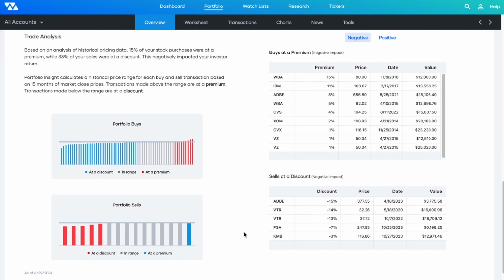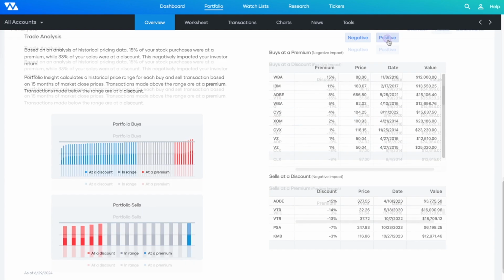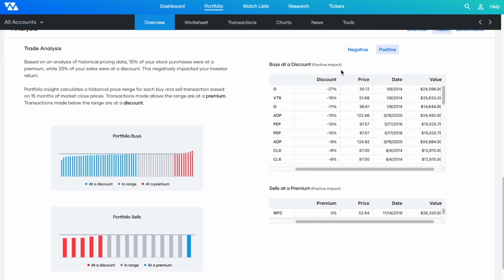The trade analysis has a second part that is just as informative. You can access it by clicking on the positive tab here. Now we see a list of buys at a discount and sells at a premium that positively impacted or narrowed the behavior gap. These trades are highlighted in blue in the charts. By having more of these types of trades in the future, the investor can improve his investor return and so narrow the behavior gap.